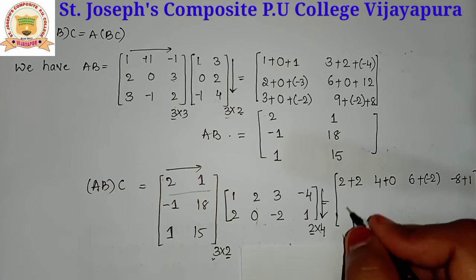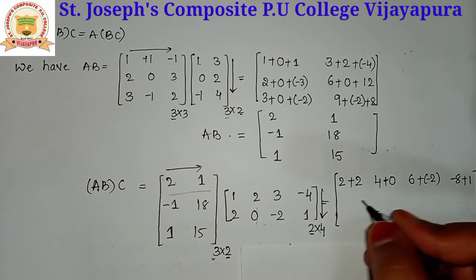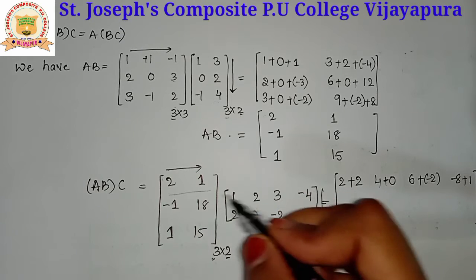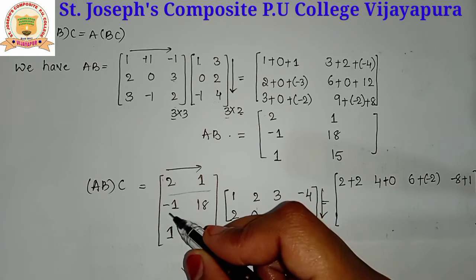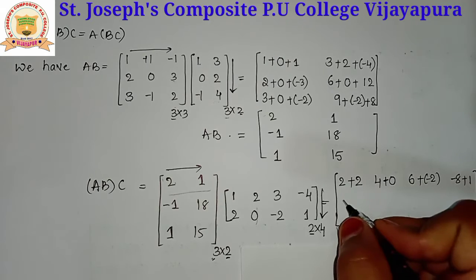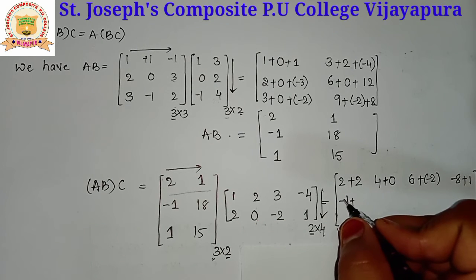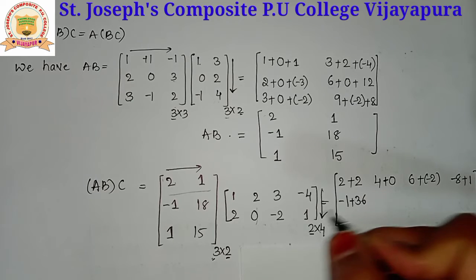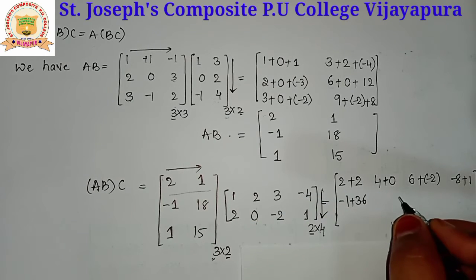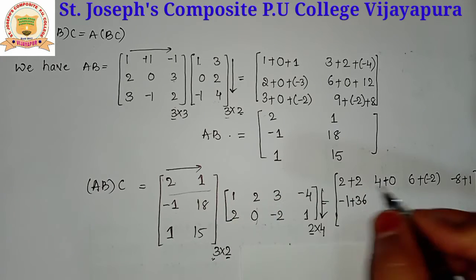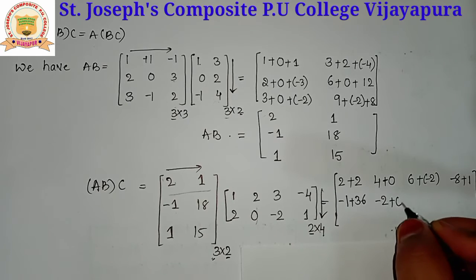So our next element will be A21, which means second row, first column. Second row from this matrix and first column from this matrix. Minus 1 into 1 is minus 1 plus 18 into 2 is 36. Next element will be A22, which means second row, second column. Minus 1 into 2 is minus 2 plus 18 into 0 is 0.